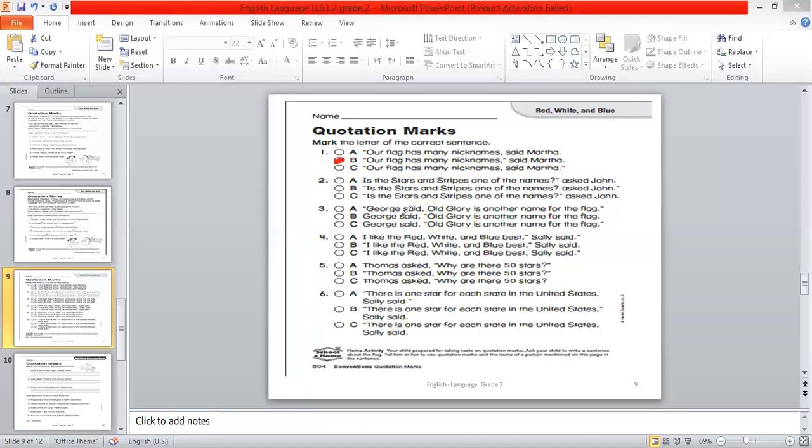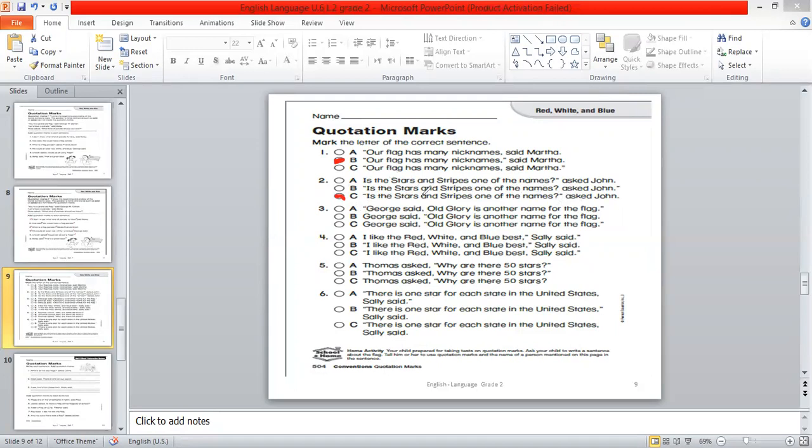Number 2, is the Stars and Stripes one of the names? Asked John. So which one here is the correct one? We have to start with a quotation mark and we have to end with a quotation mark. Yes, of course. We are going to select the last one. Good job. Now let's look at the quotation mark at the beginning, and also after the question mark.